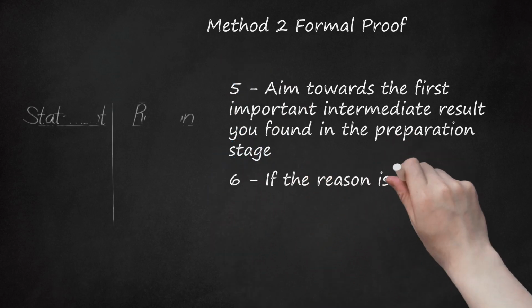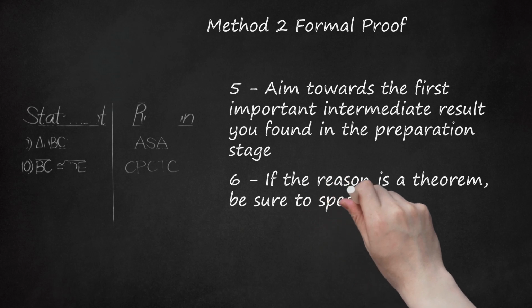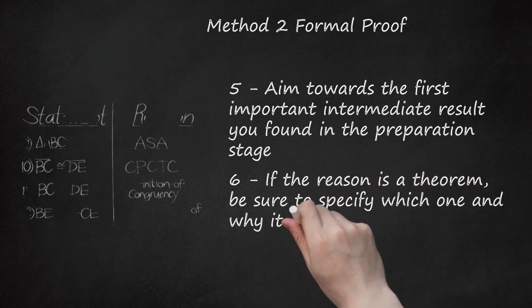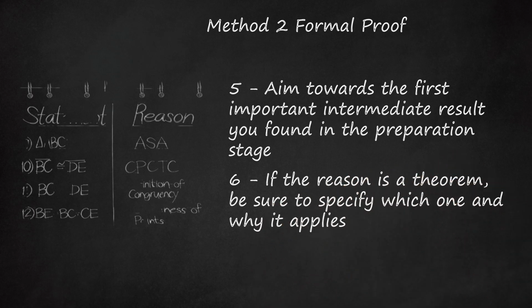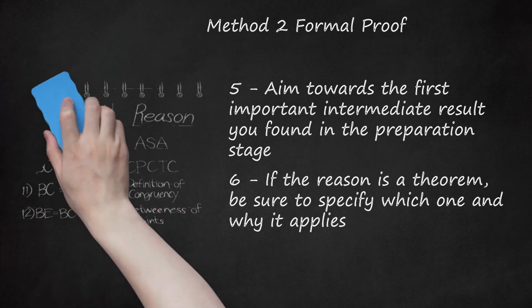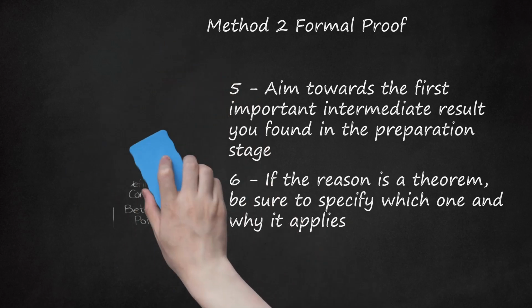6. If the reason is a theorem, be sure to specify which one and why it applies. The following methods are usually acceptable. Restating it: the three altitudes of a triangle intersect in a single point. Referring to it by name: Thales' theorem. Reference to a text: Theorem 5.3 on page 124. By a standard abbreviation: SAS.